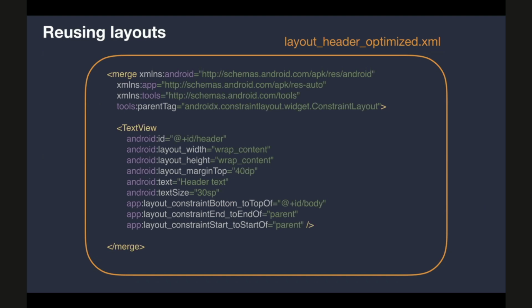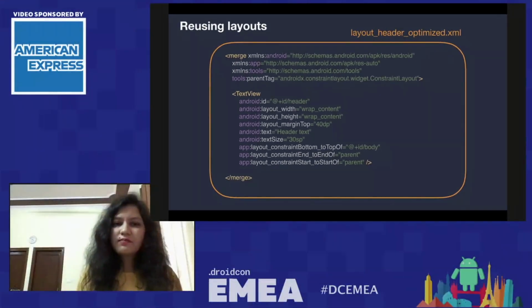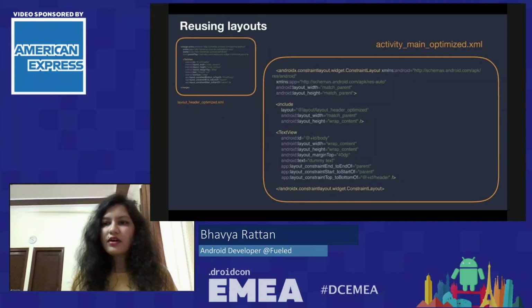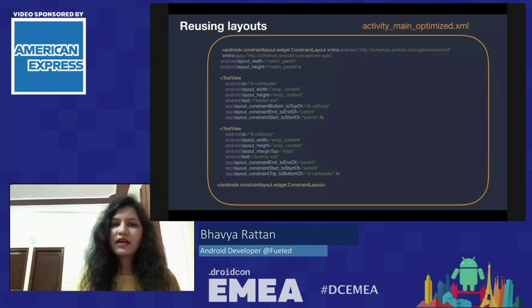Now comes the merge tag to our rescue. Here what we have done is we just took the similar layout header and replaced the parent constraint layout with the merge tag. Now, when you include it in your activity using the include tag like we did earlier, nothing has changed here. Now let's see how the compiler interprets it. As you can see, we have got rid of the nested constraint layout here.